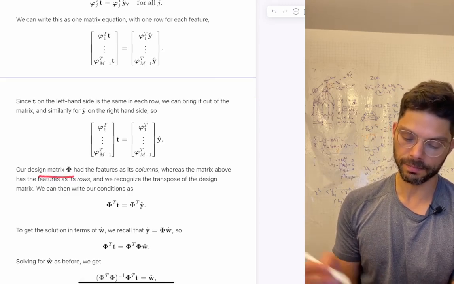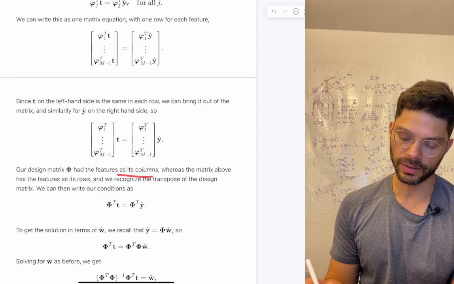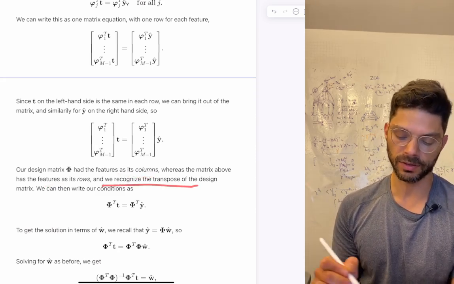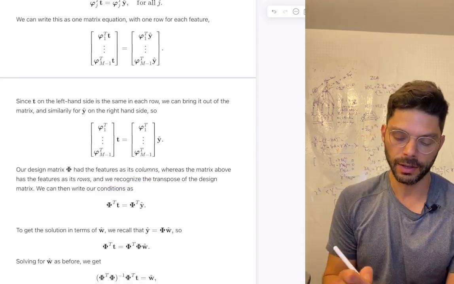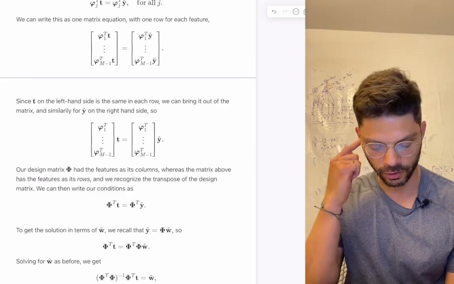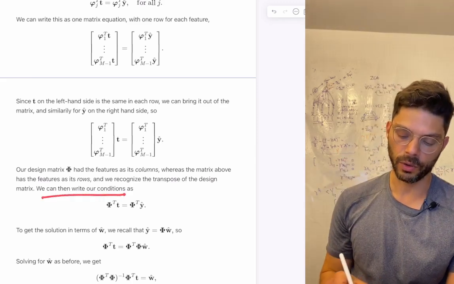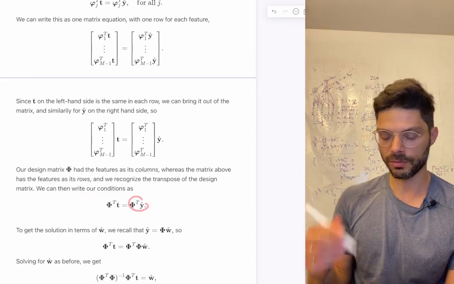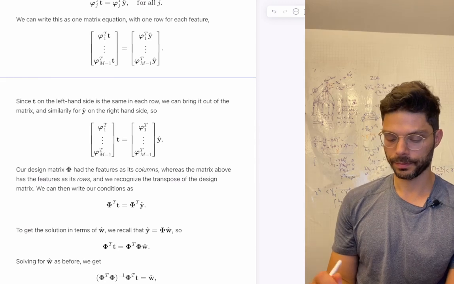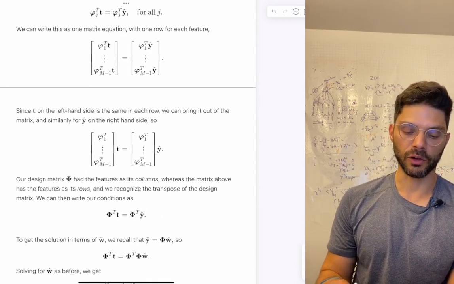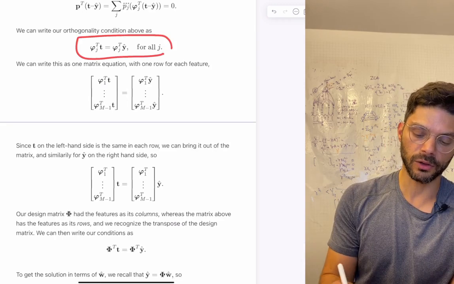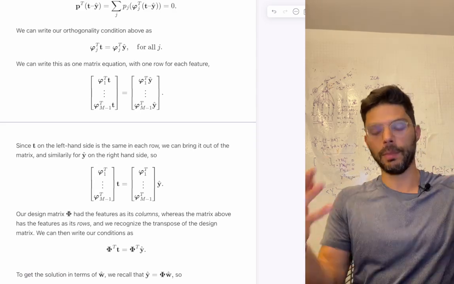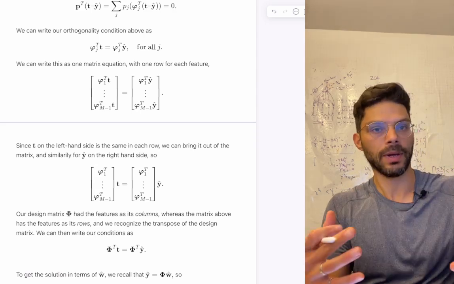Our design matrix had the features as its columns, whereas the matrix above has the features as its rows. So we recognize that this is the transpose of the design matrix. We can just write our conditions as phi transpose t equals phi transpose y hat. Just using these orthogonality conditions, we got a matrix equation for what should happen at our solution.